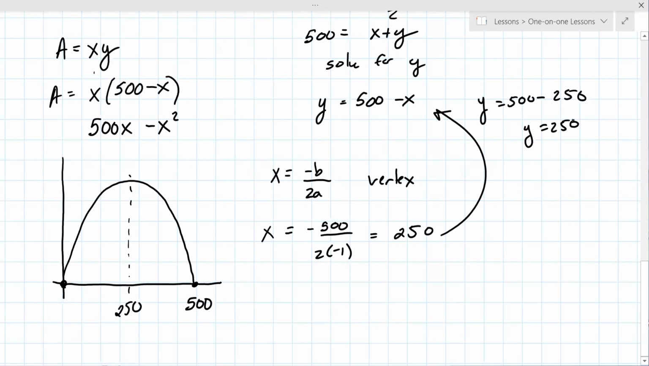For x, x equals 250 feet. Is that feet? Yeah, feet. So they're both 250. The area, which is what you're trying to find, is x times y. It's 250 times 250, which is 62,500 feet squared.